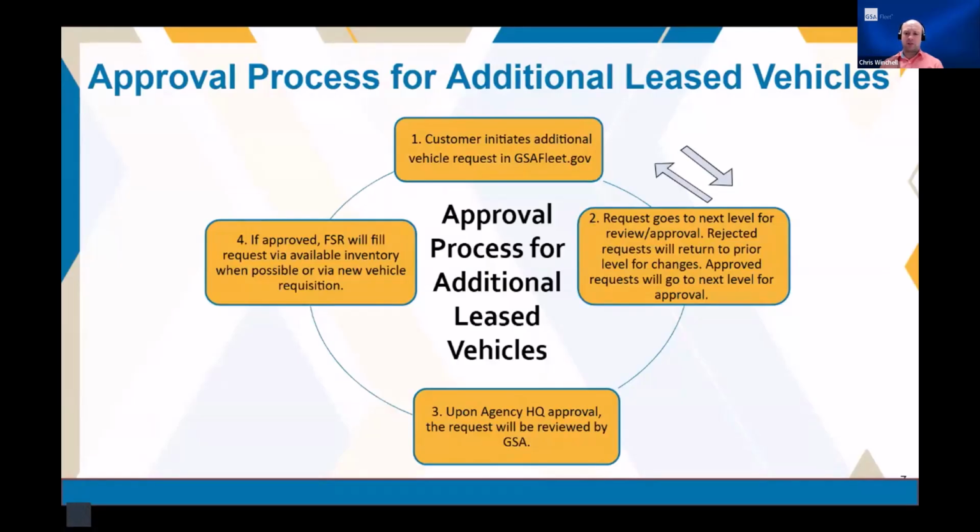Approved requests will go on to the next level for approval until it's completely approved through the agency, at which point it'll go back to GSA, in which our business management team will review the request, ensure that there's no delinquent bills, and assign purchase funding for that vehicle as needed. Once that vehicle request is finally approved, the FSR will then attempt to fill that request with existing inventory that's on hand, whether that's an early turn-in from another agency or other excess vehicles that might be available. If no vehicles are available on hand, they'll go ahead and create the requisition and place the order for that request.